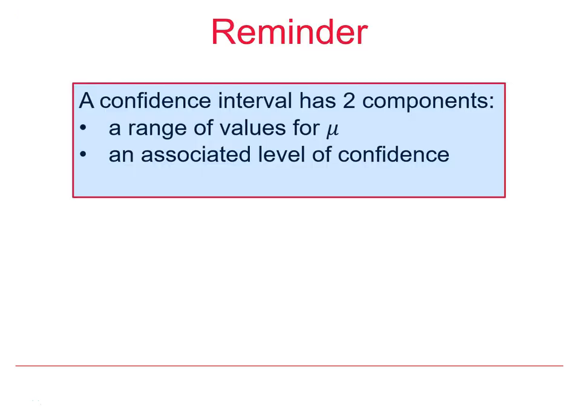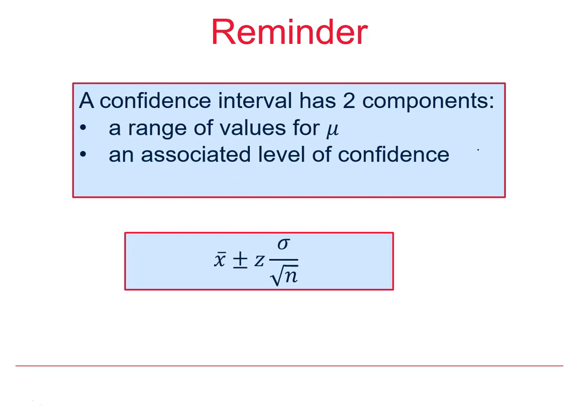So a quick reminder of what we looked at when we found confidence intervals for an unknown population mean in the previous video. The confidence interval provides a range of values for that unknown mean, and it also has an associated level of confidence. And the formula we used is simply x bar, the sample mean, plus or minus z, and z relates to the level of confidence involved, multiplied by the known standard deviation of the population, divided by root n, the sample size.